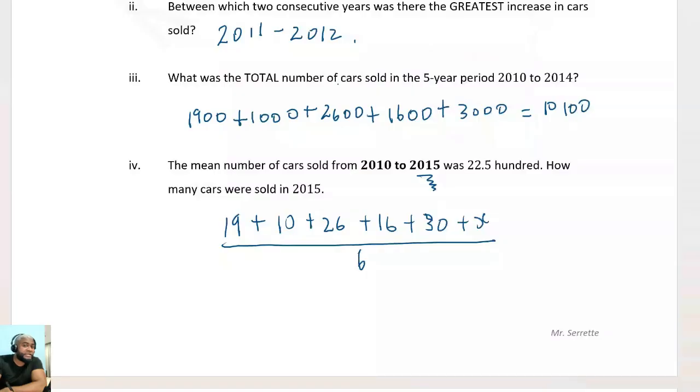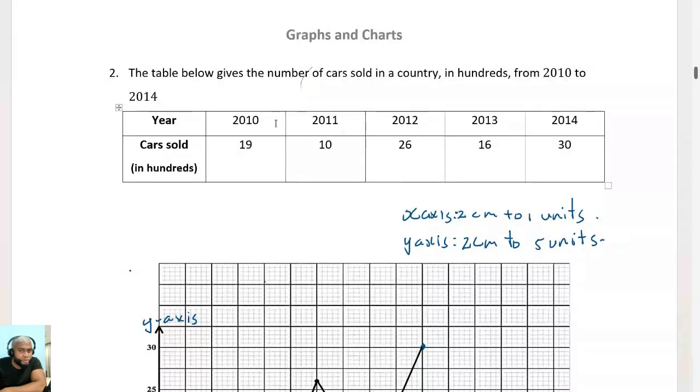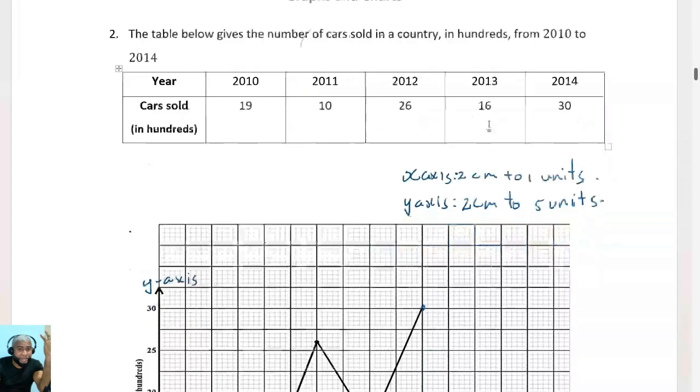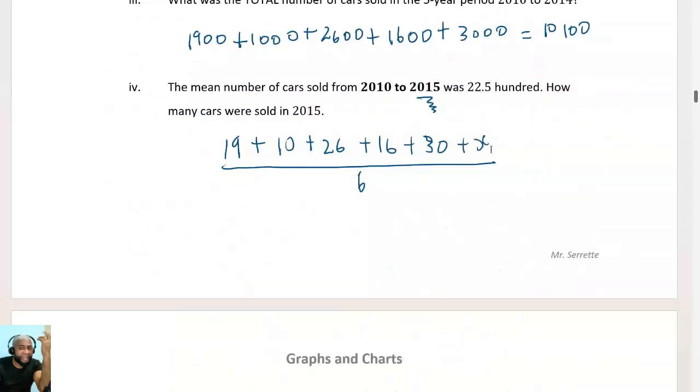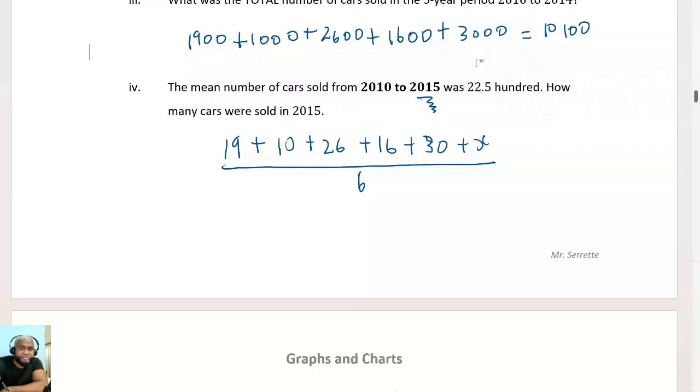Six years. Look, they said the mean number of cars sold from 2010 to 2015. Does my table have 2015 here? You all see 2015 there? No. So 2010, 2011, 2012, 2013, 2014, 2015 is 6 years, right? That's why I put an x here. x represents the additional year. We don't know the value for that year because the question asks how many cars were sold in 2015. That's what we're trying to find. This is a primary school question. I see my daughter doing questions like these, where you need to find the missing amount given the mean.